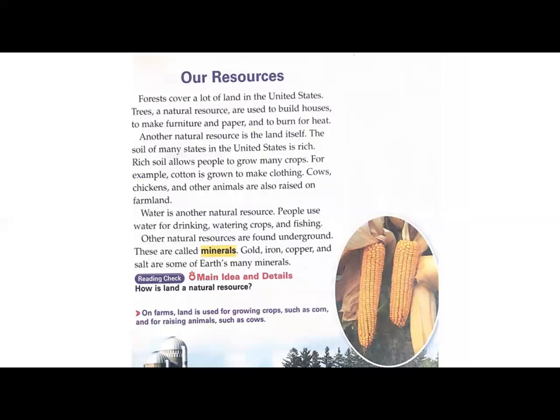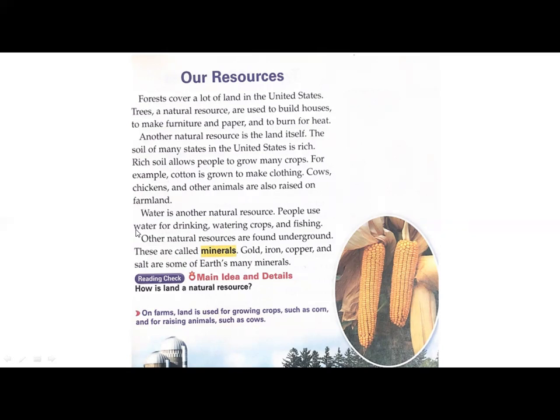Our resources. Forests cover a lot of land in the United States. Trees, a natural resource, are used to build houses, to make furniture and paper, and to burn for heat. Another natural resource is the land itself. The soil of many states in the United States is rich. Rich soil allows people to grow many crops. For example, cotton is grown to make clothing. Cows, chickens, and other animals are also raised in farmland. And these animals, livestock, are also a natural resource, right?